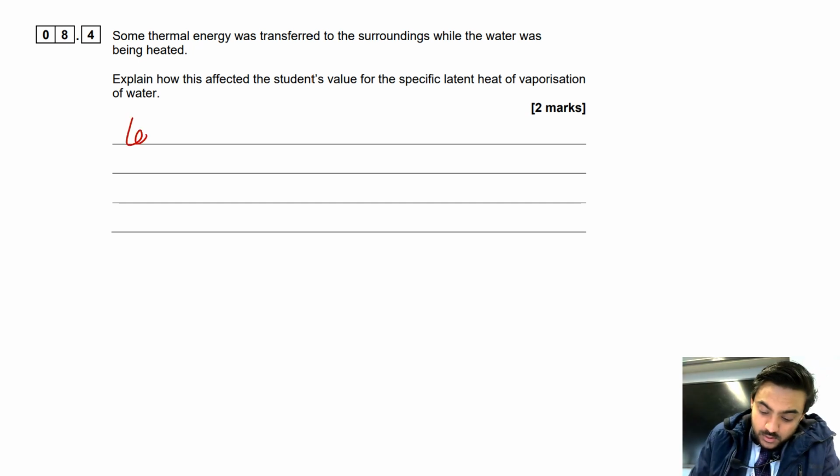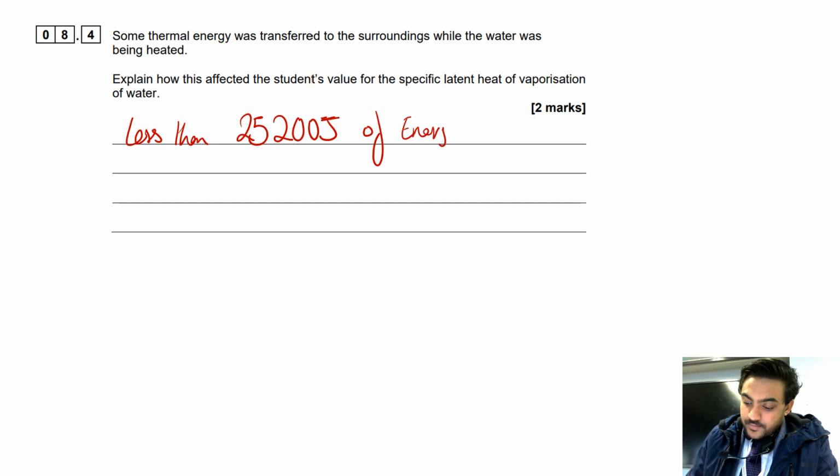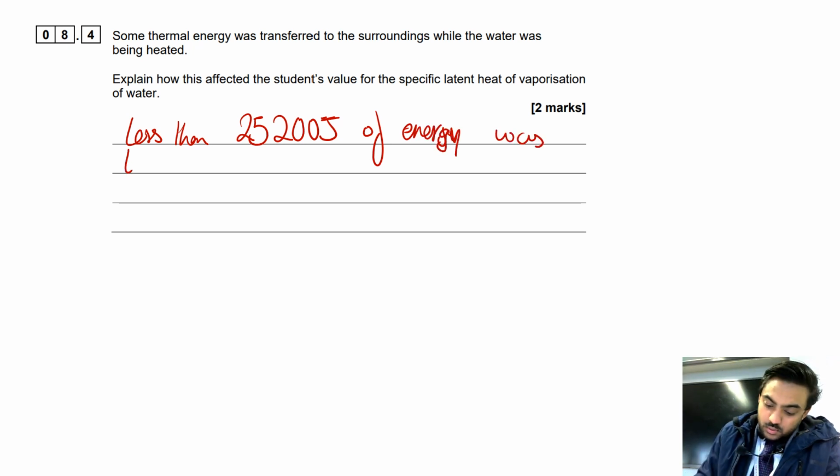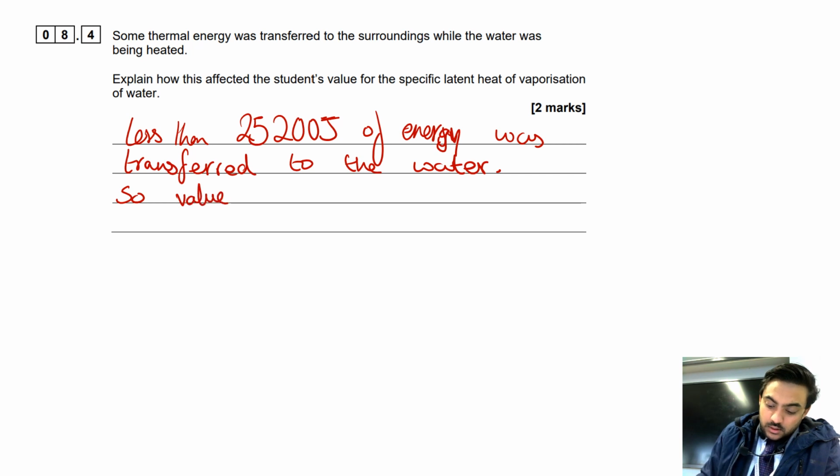So we say less than 25,200 joules of energy was transferred to the water. Energy does not need a capital letter. Okay. So value L was too high.